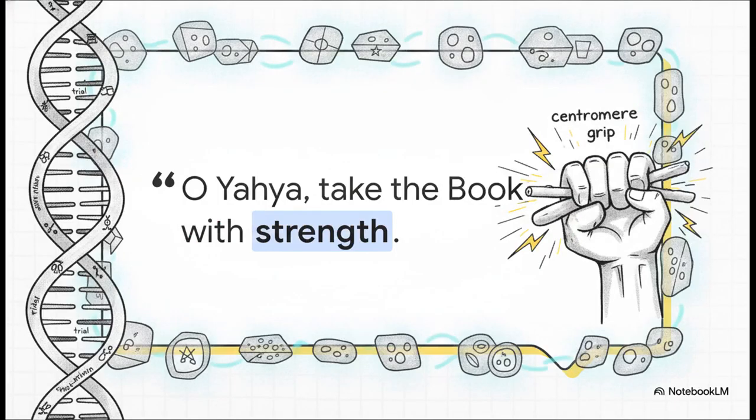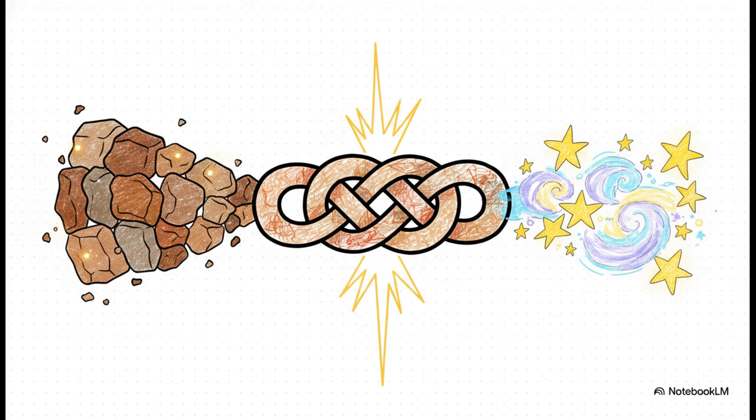And the exact coordinate for this centromere in the text? It's verse 19:12, O Yahya, take the book with strength. This is the precise activation voltage, or that centromere grip we're talking about. It's the absolute command that locks the strand of trial and the strand of restoration together. It demands a really active, forceful grasp of the book to hold the entire genetic structure in place. Without this grip, we totally misread the data.